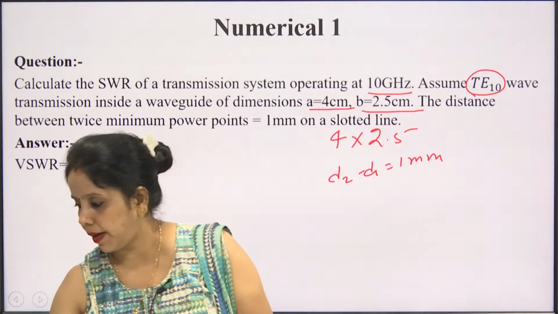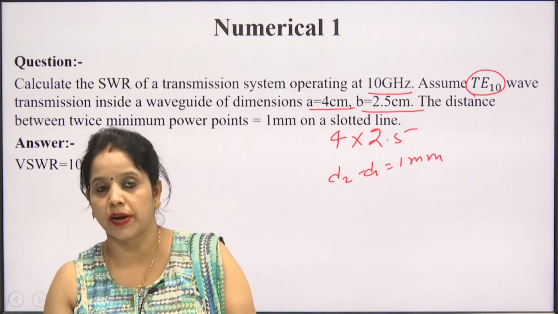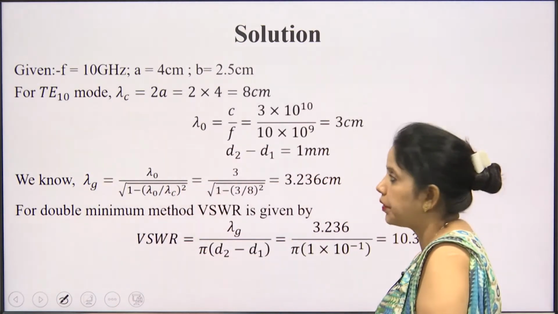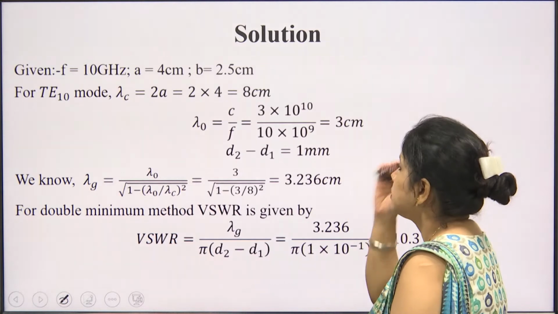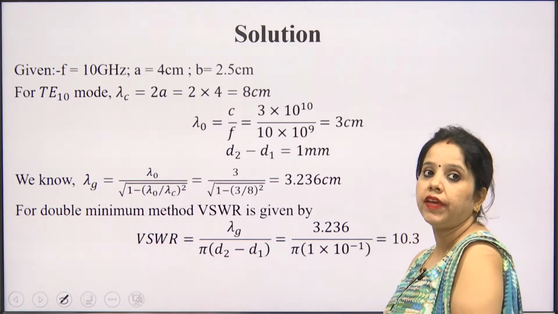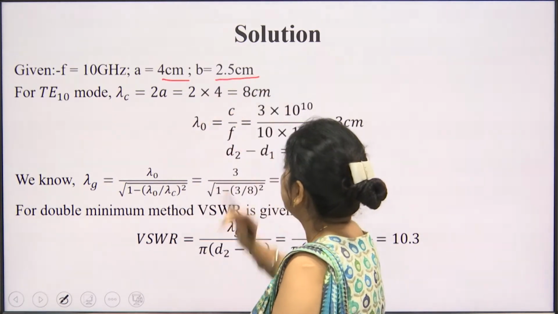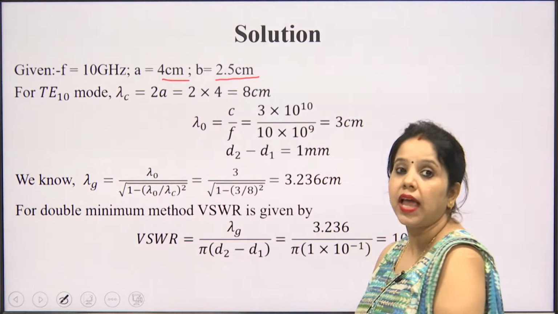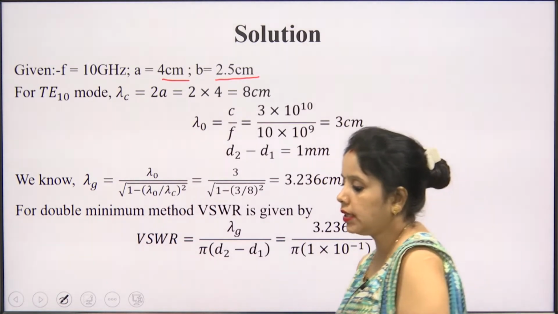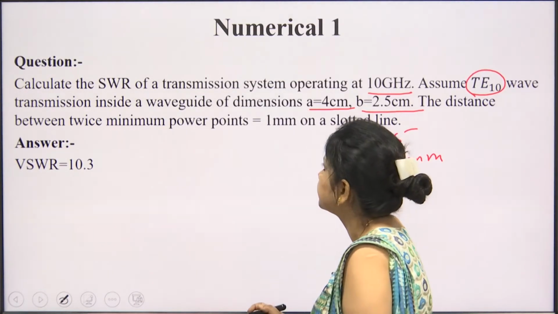So, these are the given parameters, and with these given parameters, you are required to calculate the VSWR. So, what is given in this question? Given is frequency, which is equal to 10 gigahertz, dimensions of a waveguide, that is a equal to 4 centimeter and b equal to 2.5 centimeter, and the double minima method. So, basically this question is dependent upon the double minima method.